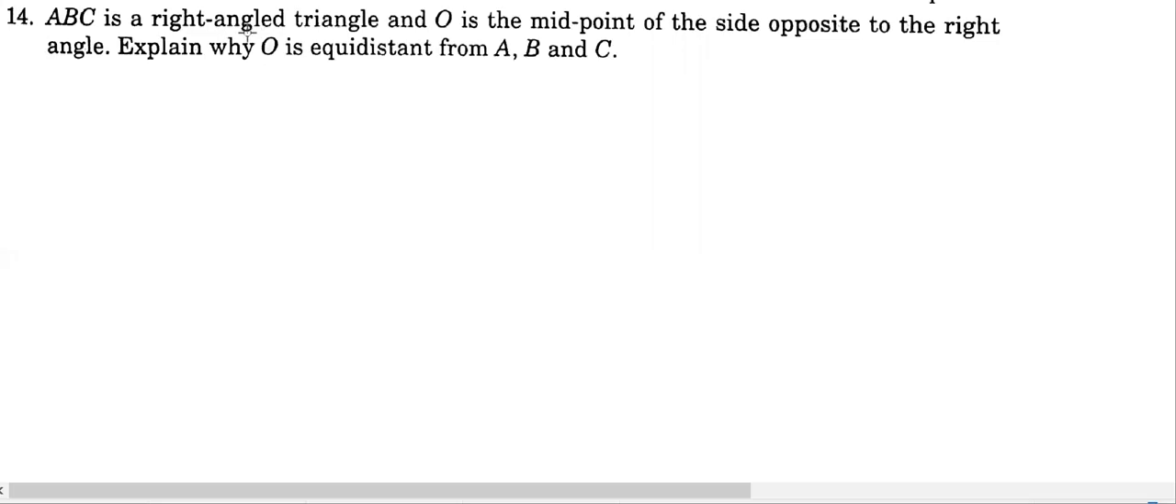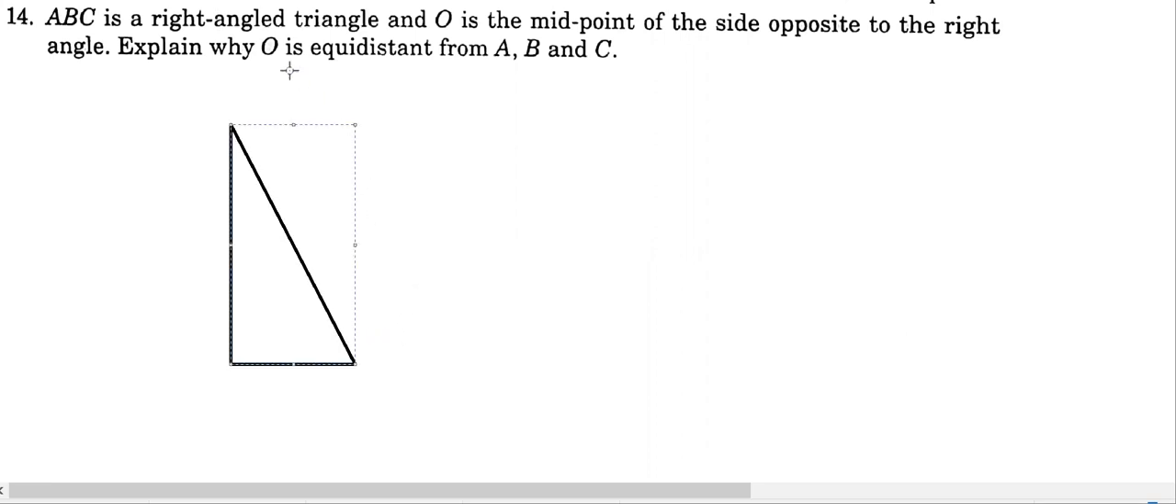Okay, so it says that ABC is a right angle triangle. So I am going to draw a right angle triangle. ठीक है, ये मैंने बनाया right angle triangle. This is a right angle triangle. Okay, so this is 90 degree, and say this is A, this is B, and this is C.